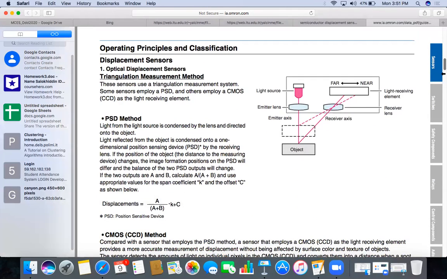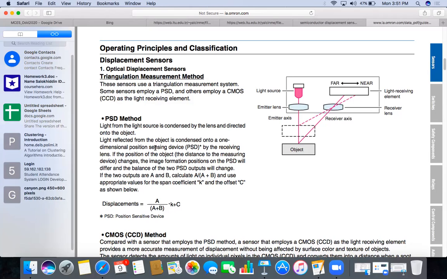Operating principles and classification. Displacement sensor, optical displacement sensor, triangulation measurement method. Three sensors use a triangulation measurement system. Some sensors employ a PSD and others employ CMOS CCD as the light receiving element. And this figure shows the model.